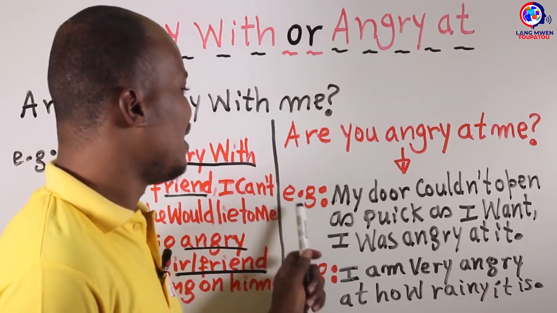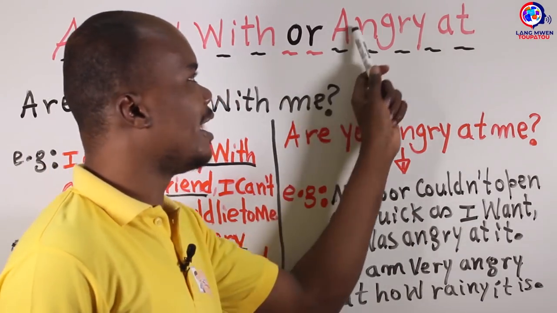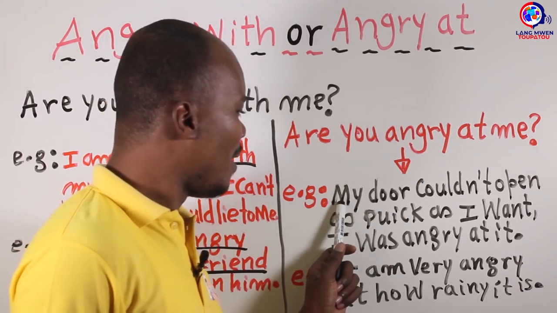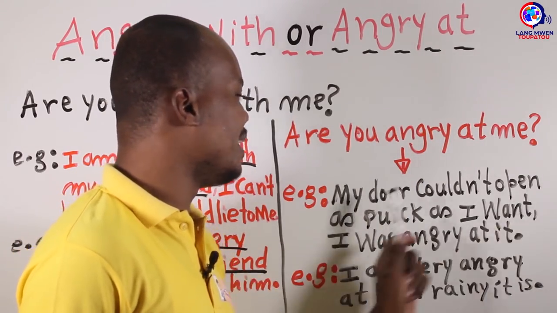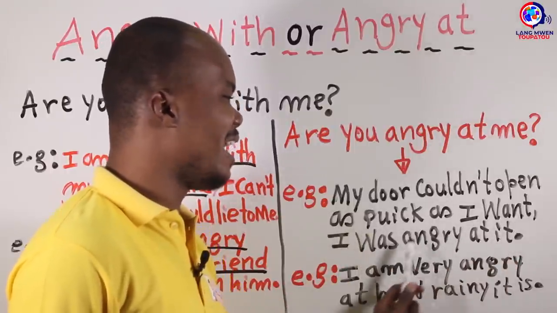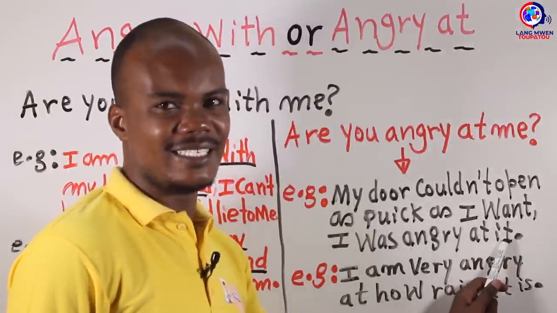Great. The first example for angry at. My door couldn't open as quickly as I wanted. I was angry at it.